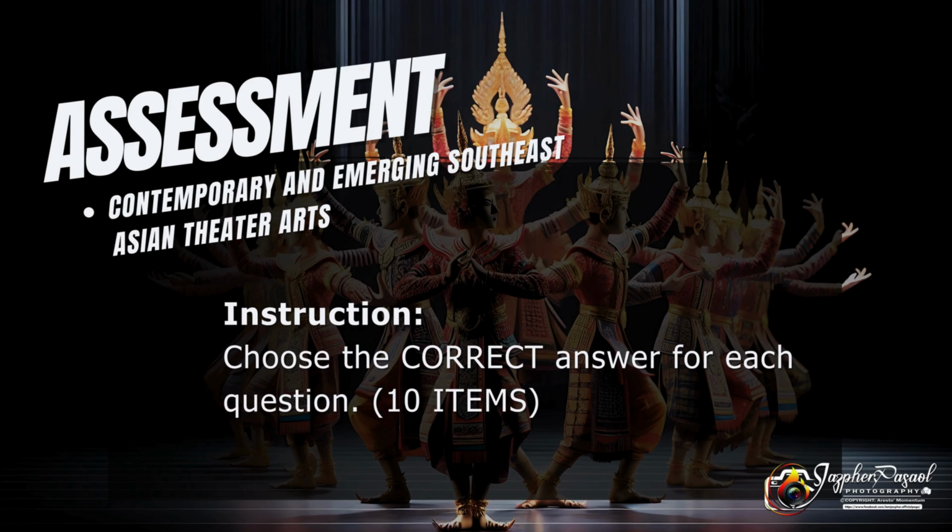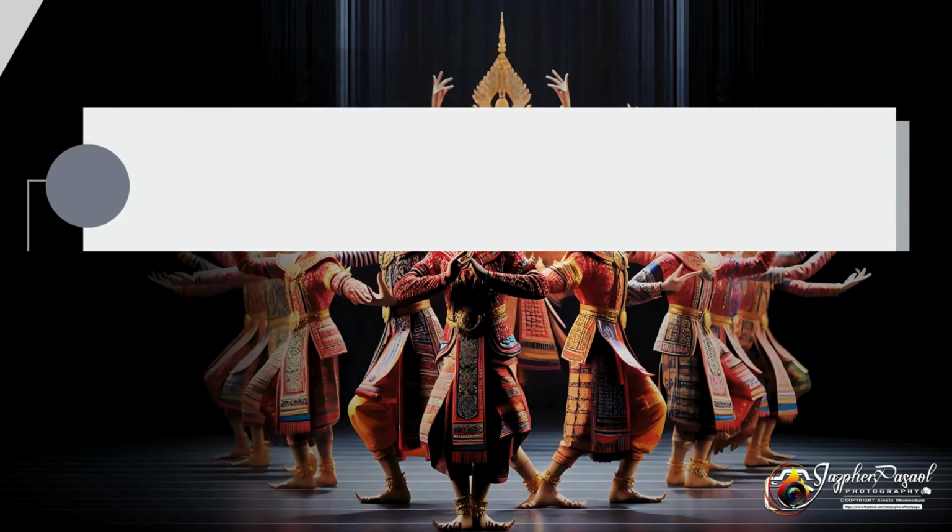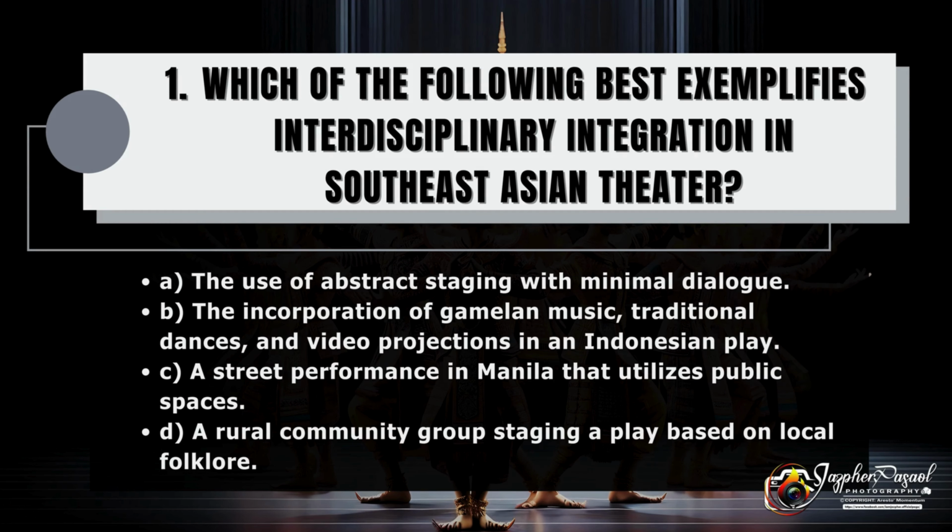Assessment. Instruction. Choose the correct answer for each question. 10 items. 1. Which of the following best exemplifies interdisciplinary integration in Southeast Asian theater? A. The use of abstract staging with minimal dialogue. B. The incorporation of gamelan music, traditional dances, and video projections in an Indonesian play. C. A street performance in Manila that utilizes public spaces. D. A rural community group staging a play based on local folklore.